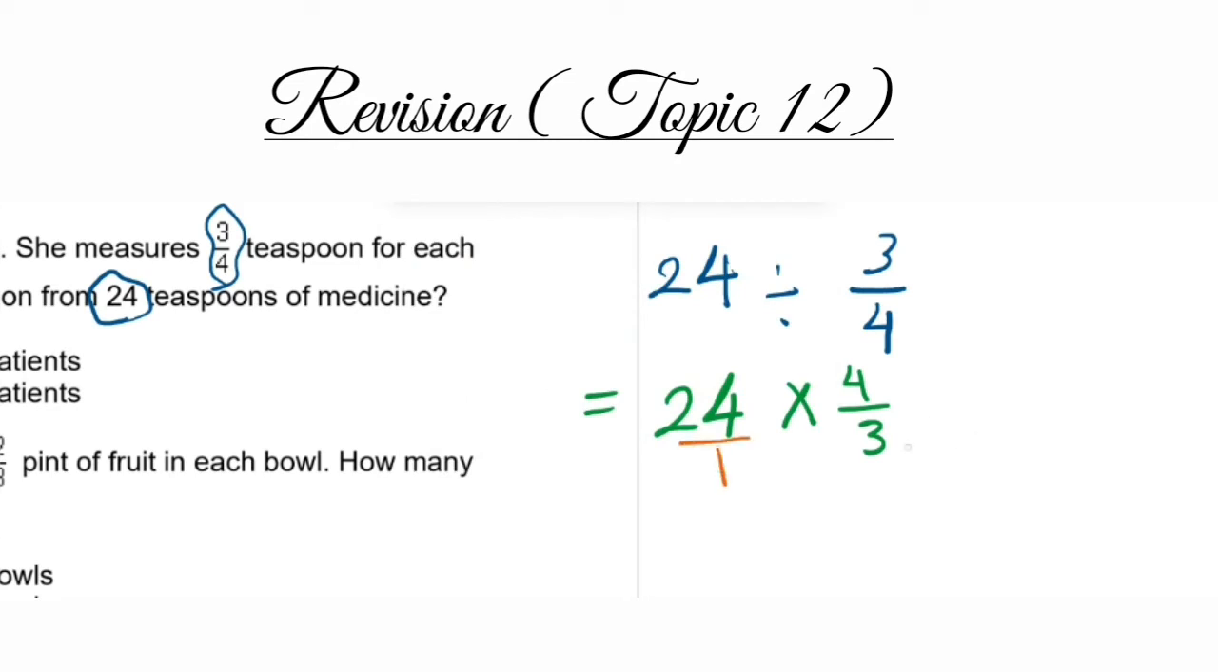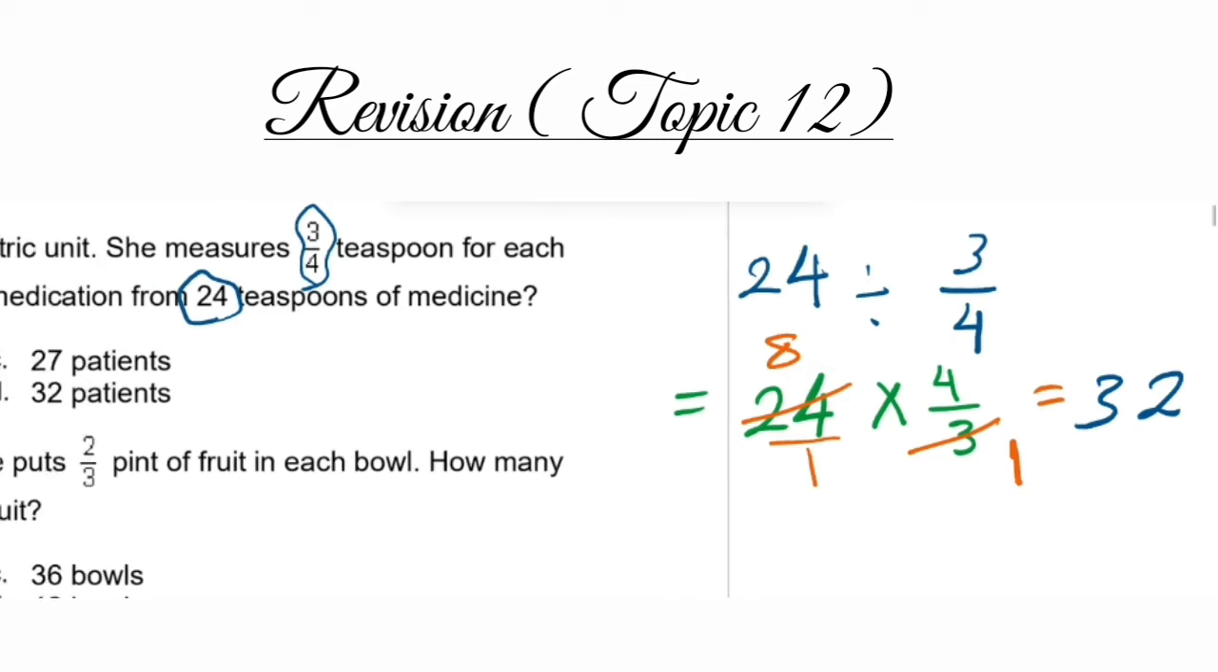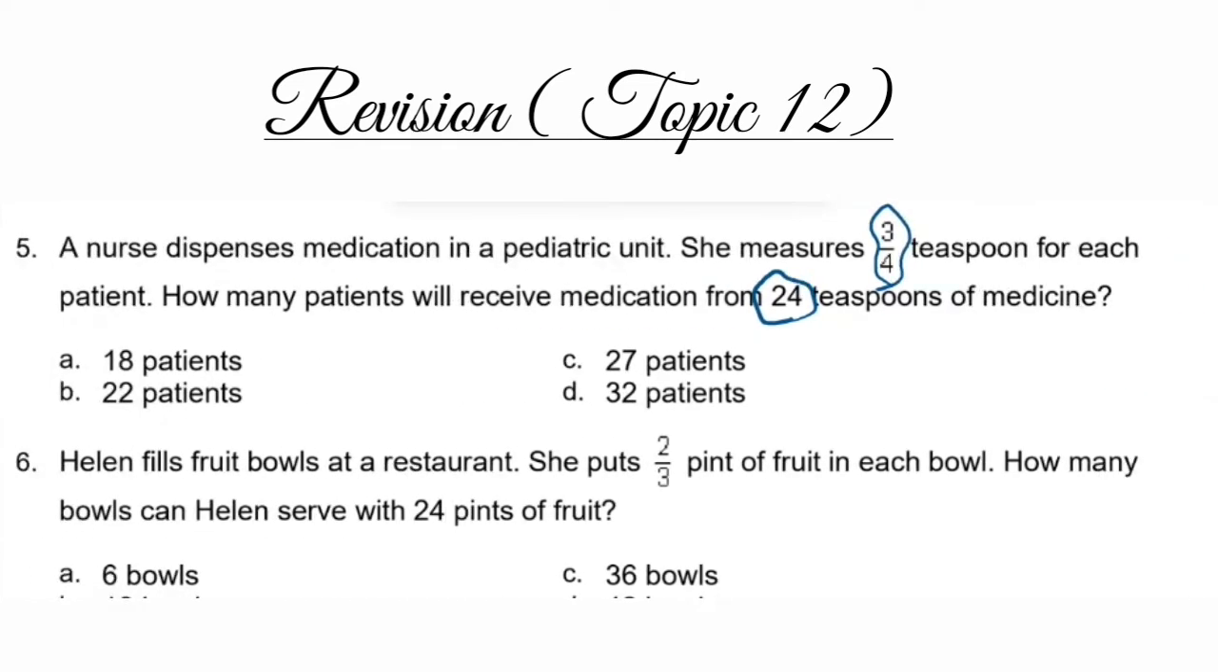We have denominator 1. 24 divided by 3 is 8. And 8 multiplied by 4 is 32. So the answer is 32 patients. And this is D. The answer is D.